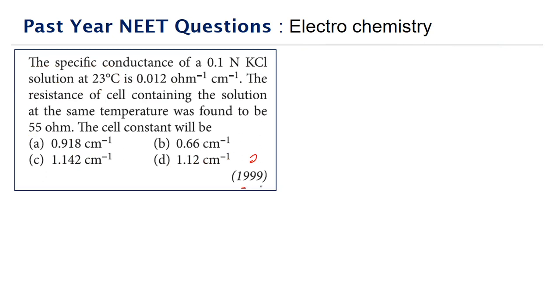Next we have a question that came in the year 1999. The specific conductance of a 0.1 normal KCl solution at 23 degrees centigrade is 0.012 ohm inverse centimeter inverse. This is the specific conductance, which we represent by the symbol kappa. The resistance of the cell containing the solution at the same temperature was found to be 55 ohms. This is the R value. The cell constant will be?